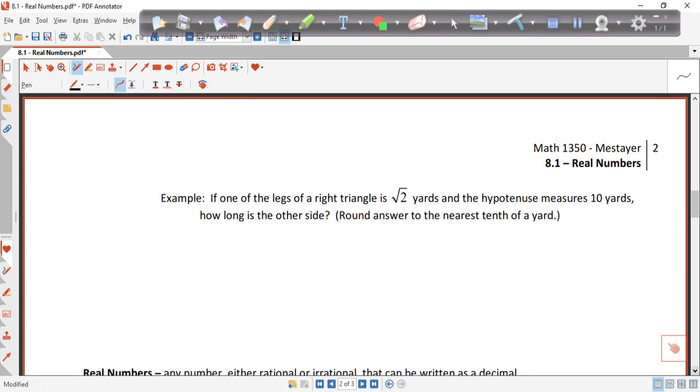Okay, if one of the legs of the right triangle is square root of 2 yards and the hypotenuse measures 10 yards, how long is the other side? And this one says round answer. So let's see, here's our triangle. We'll call this side square root of 2 because it said one of the legs, and the hypotenuse is 10. So we're going to call this leg A, this leg B. The hypotenuse is 10.